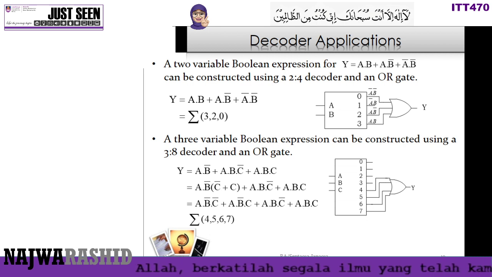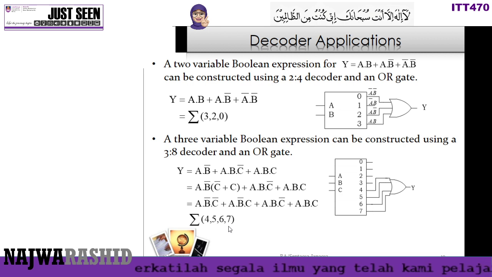Then you need to identify what the outputs are. Based on this equation, A refers to 1, B naught C naught refers to 0, 0. So 1, 0, 0 equals 4. And then here we have AB naught C, so 1, 0, 1 equals 5. This one we have 1, 1, 0, so 1, 1, 0 equals 6. And this one we have 1, 1, 1, so 1, 1, 1 equals 7. So in your sum, you have 4, 5, 6, and 7.